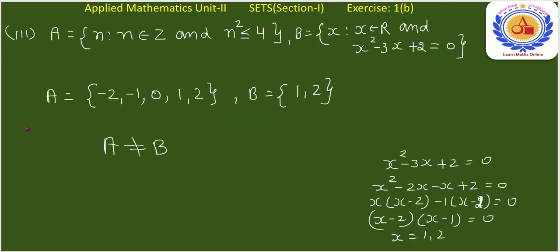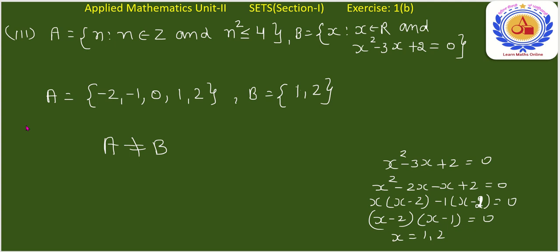In the next question, here A is a set containing all the integers which satisfy this inequality, n square less than or equal to 4.